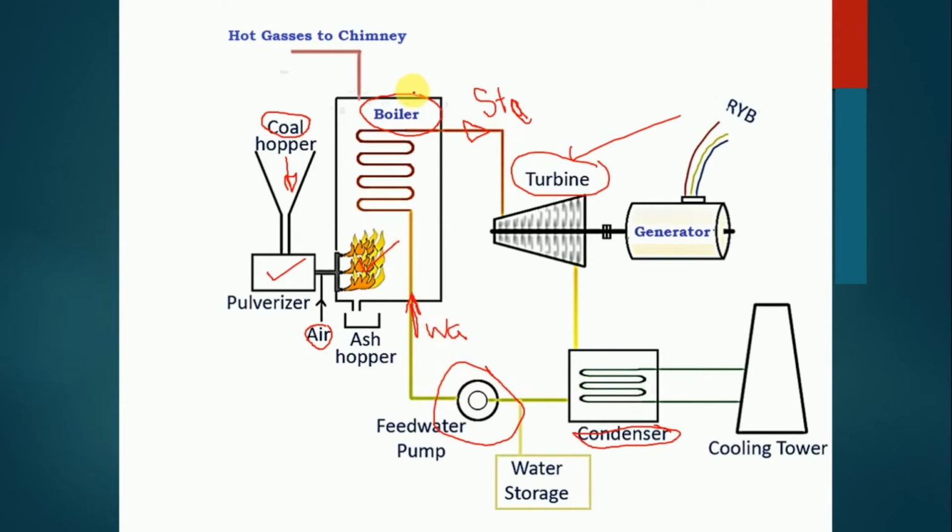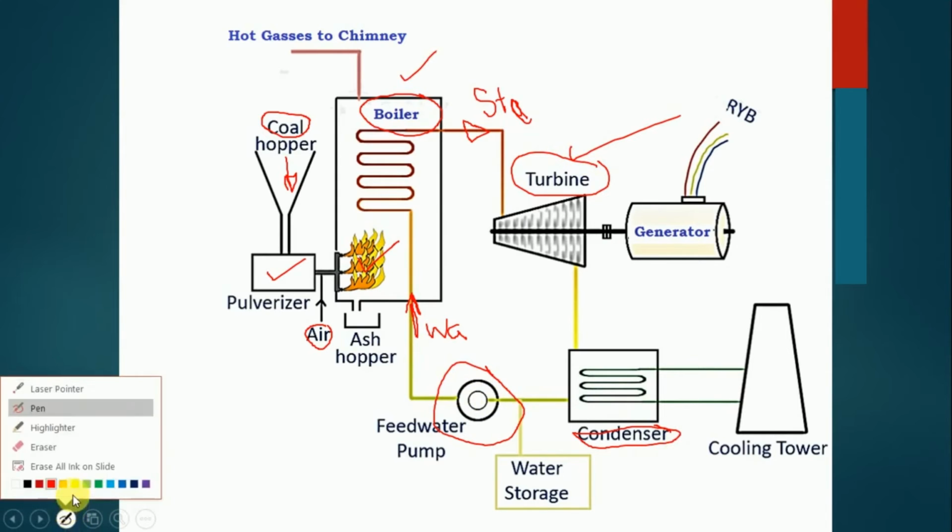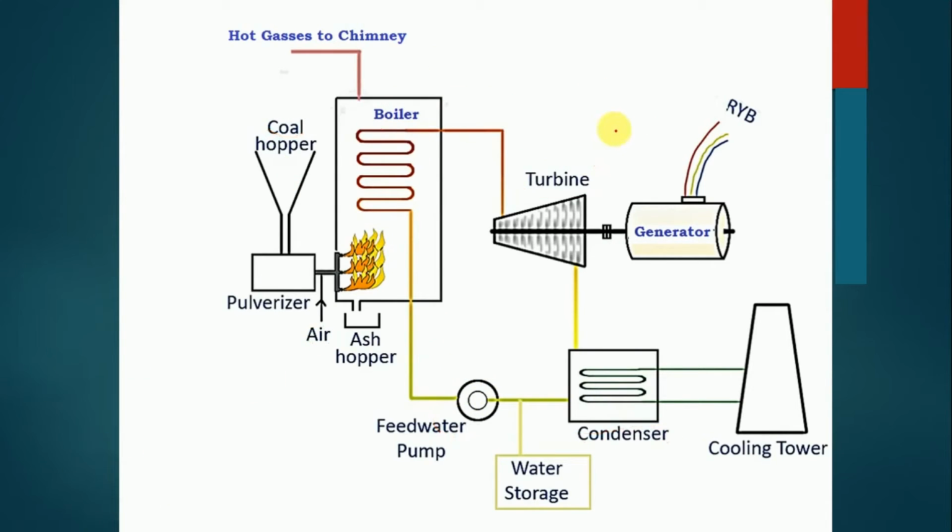So here we are discussing the major components: boiler, turbine, condenser, and feed water pump. Now we will discuss one by one how the mechanical energy is generated and how the electrical energy will be generated. As I told you, in the boiler water will be taken inside and steam will be present outside. That steam will go inside a turbine.